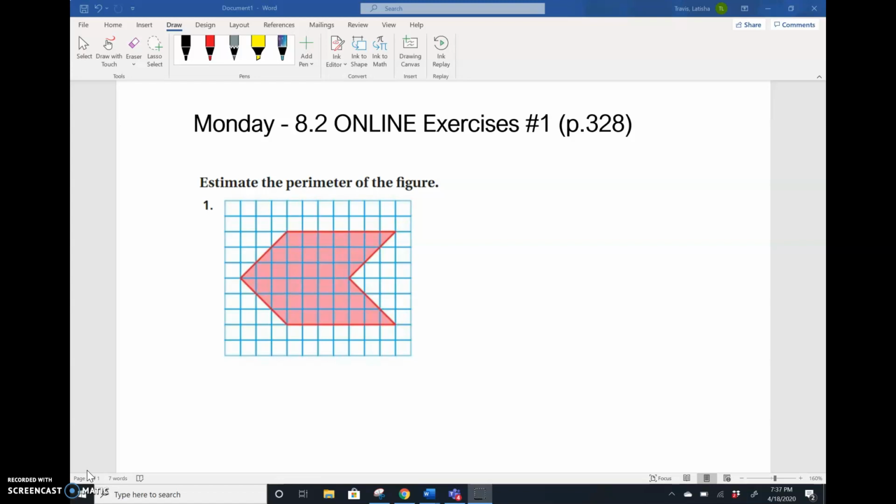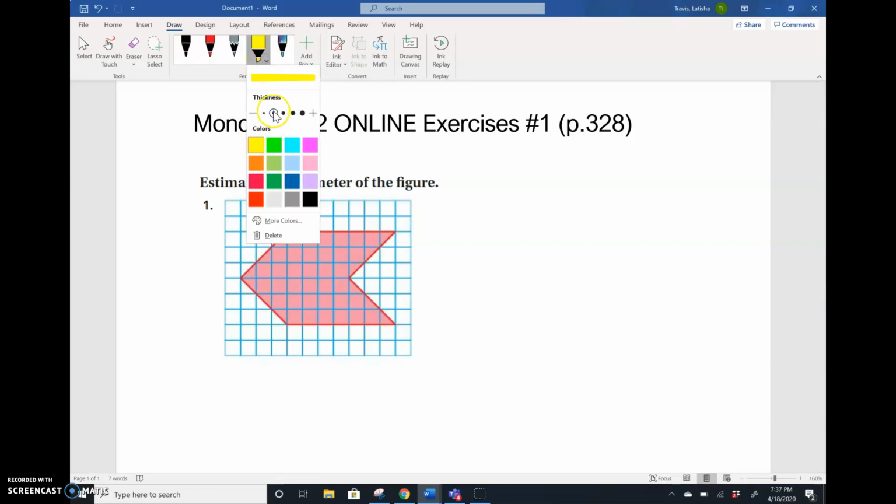All right, so what I want to do first is go over what the perimeter of a figure is. And then I'll use the yellow highlighter here, making sure it's the right thickness. So the perimeter of any figure is the distance or length around its outer edge. You can see the outer edge of this pink figure is being highlighted in yellow. So we need to find that distance.